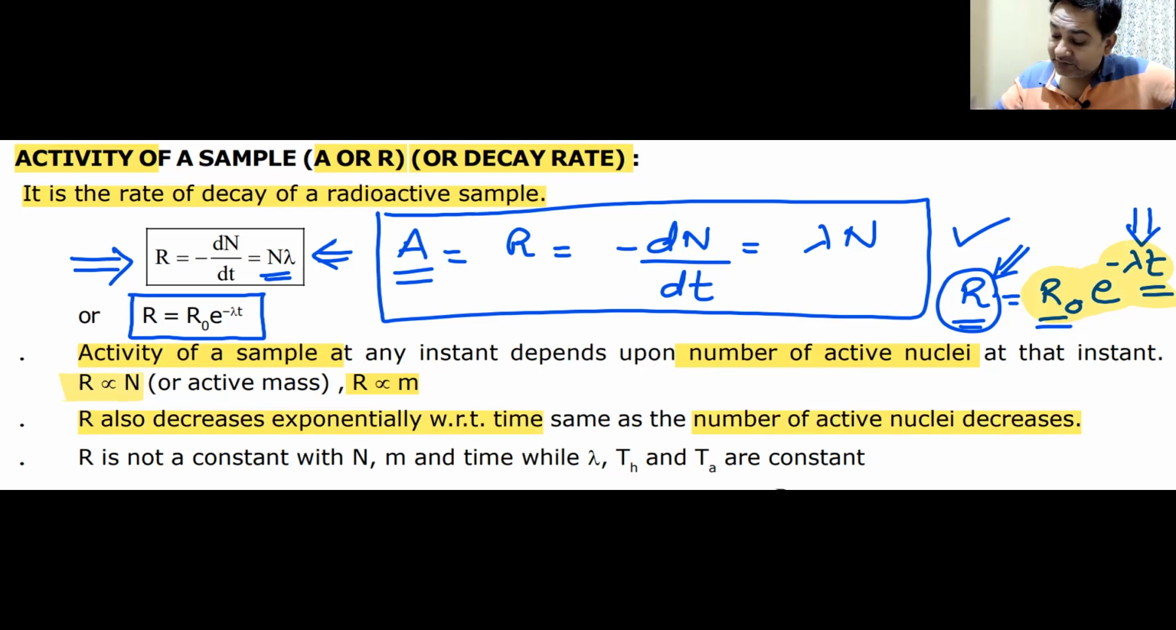Well done. R is not a constant. As you can see, R depends on time. It depends on N, which is the number of nuclei, M, which is the total mass of the nuclei, and time. Do we understand this? We'll give you a minute to note it down.